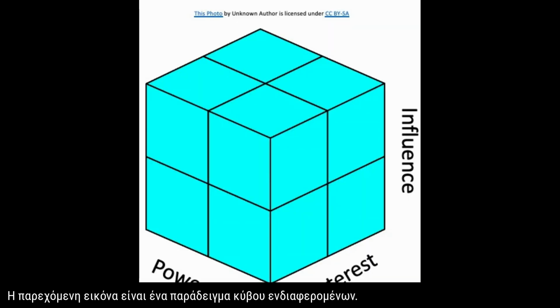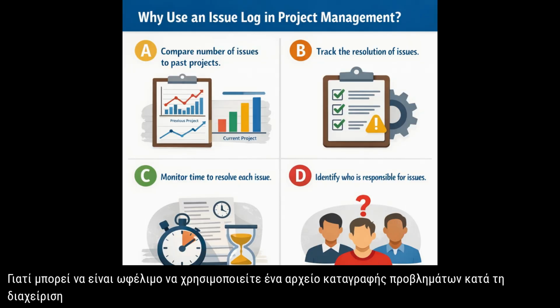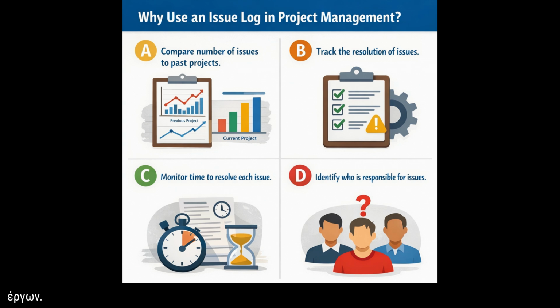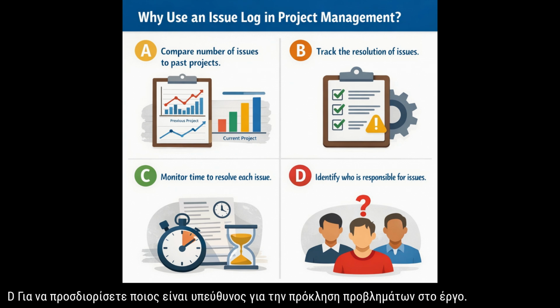The provided image is an example of a stakeholder cube, power and interest grid, salience model, stakeholder engagement assessment matrix. Why might it be beneficial to use an issue log while managing your project? A. To compare the number of issues in this project to previous projects. B. To track the resolution of issues. C. To monitor how long it takes to resolve each issue. D. To identify who is responsible for causing issues in the project.